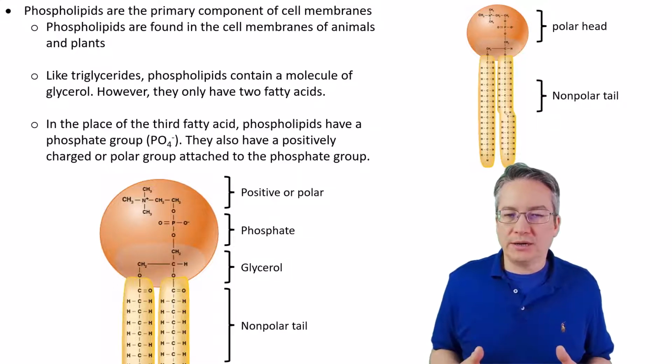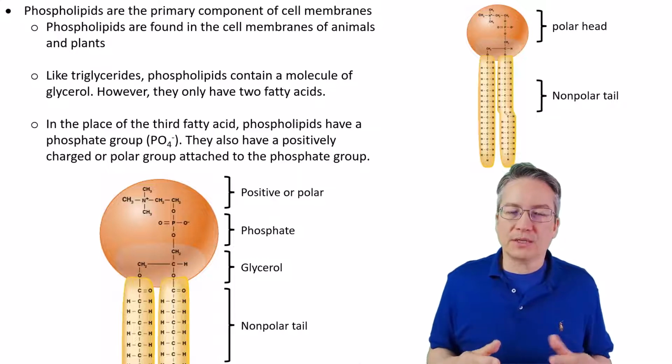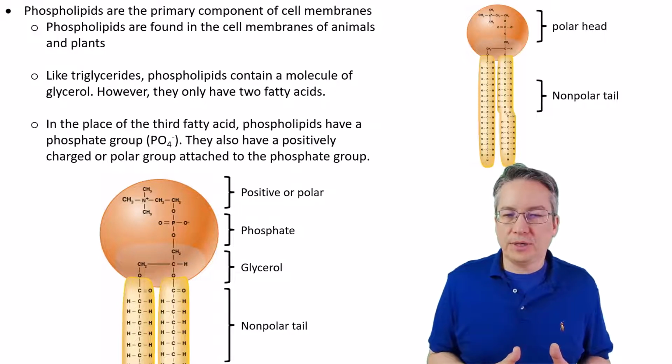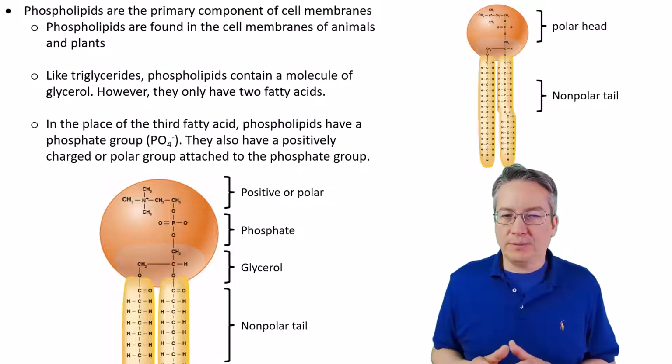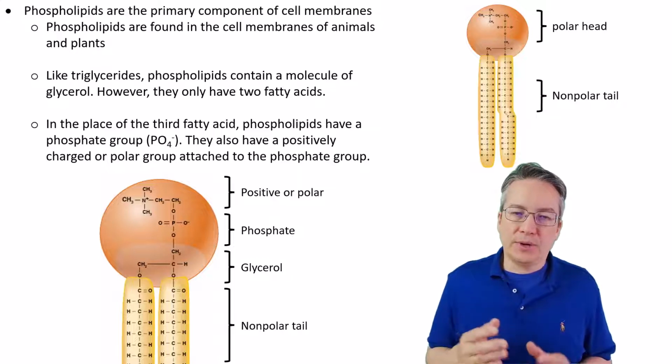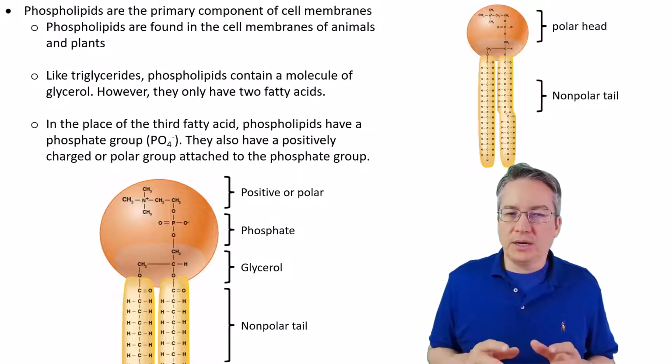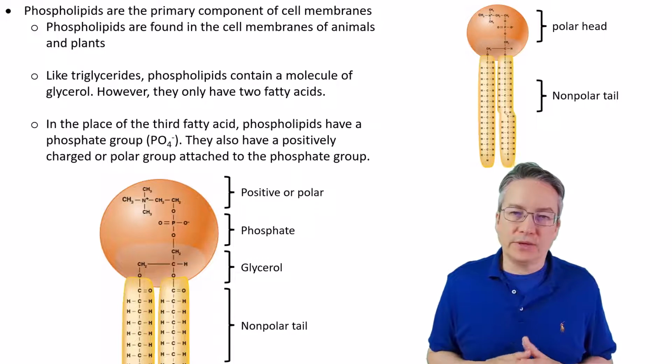So as you can see here, we have the glycerol. That's the main backbone of the molecule. And we have 2 nonpolar hydrocarbon tails attached to those. So those are fatty acids. We have the phosphate group covalently bound to one of the carbons at one end. And then again, we have a positive or polar group, which is attached to that phosphate group.